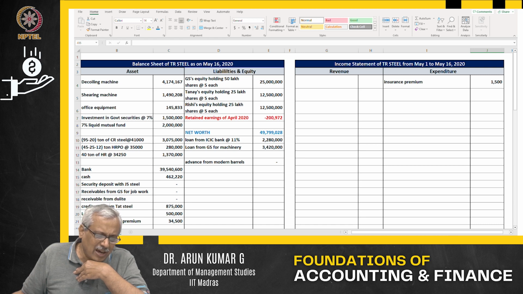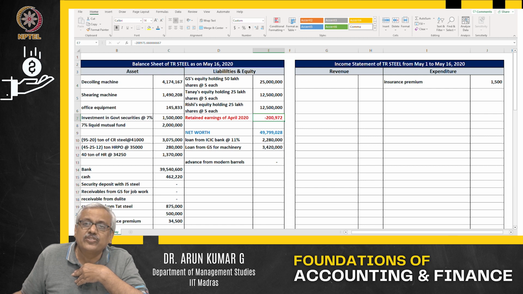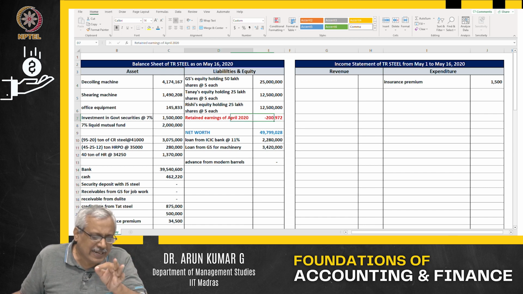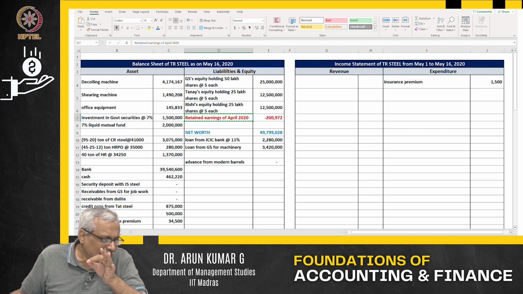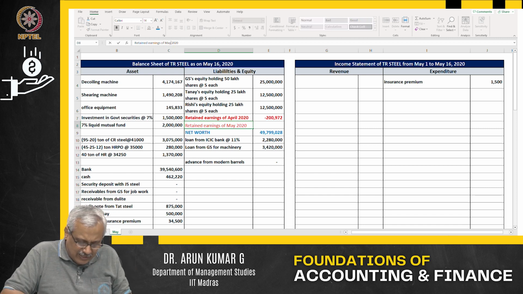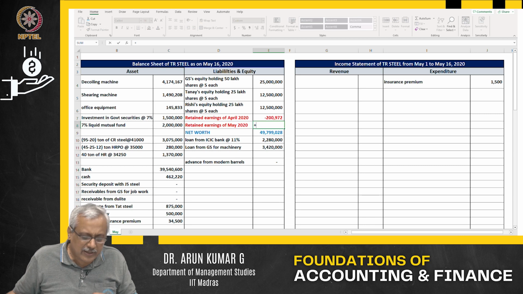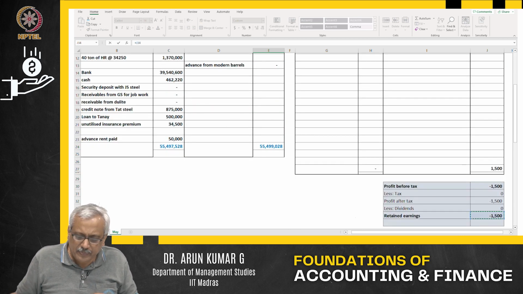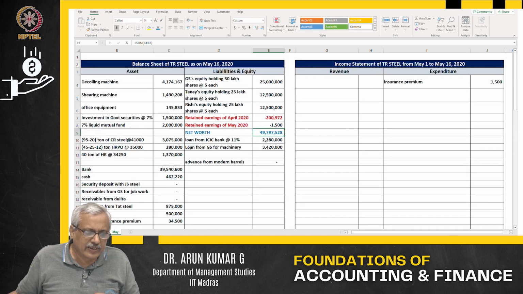Normally for retained earnings, we will just say retained earnings, not for April, for May, for June. We don't say that. We just say retained earnings. So it will get added to the already existing retained earning. But for the benefit of explanation, I am writing it separately, retained earnings for the month of May. I am writing it separately only for the benefit of explanation and understanding, or else it will be combined together. So retained earning for the month of May in this case will be 1500.